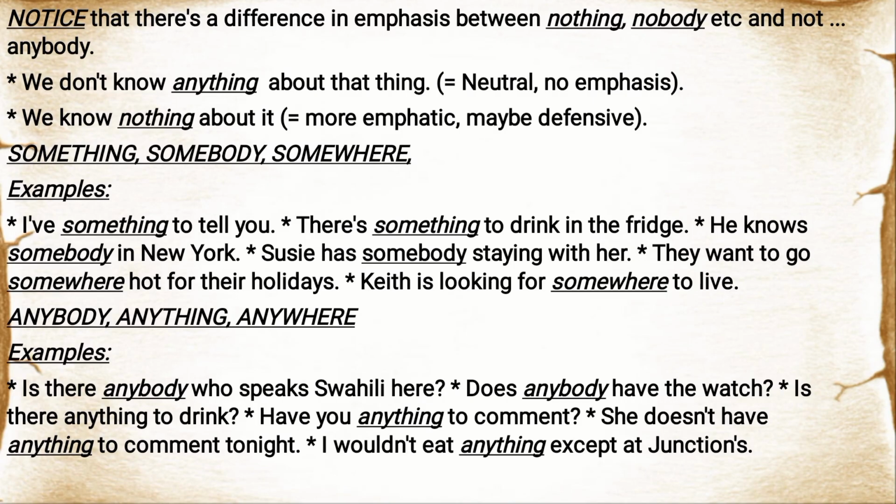Something, somebody, somewhere. Examples: I've something to tell you. There's something to drink in the fridge. He knows somebody in New York. Susie has somebody staying with her. They want to go somewhere hot for their holidays. Keith is looking for somewhere to live.